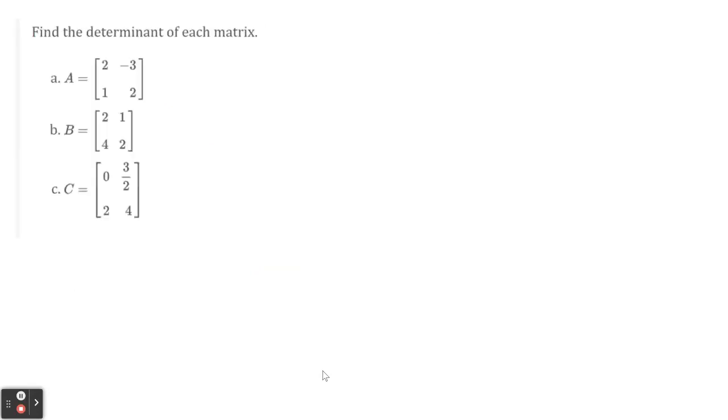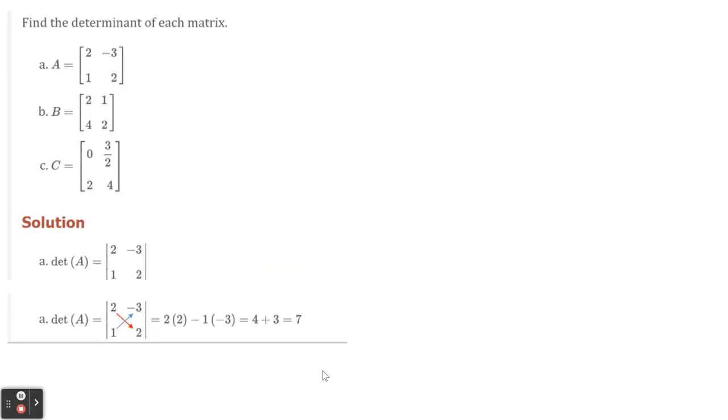Okay, so if we look at letter A, you're going to multiply 2 times 2 and then subtract negative 3 times 1. And so we get 2 times 2 is 4, and then negative 1 times negative 3 is positive 3. So we end up with 7 as our determinant. And then for the next one, letter B, we're going to multiply 2 times 2 and 4 times 1. So we end up with 2 times 2 minus 4. And 2 times 2 is 4, minus 4 is going to be 0. So my determinant is 0.